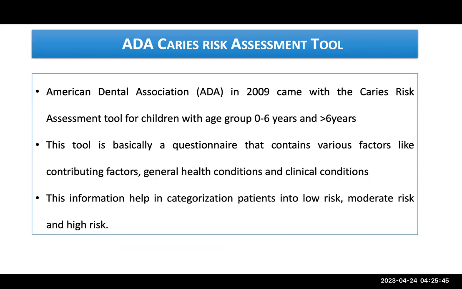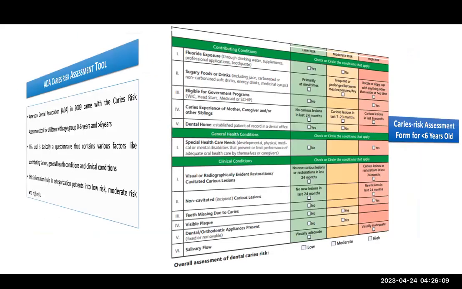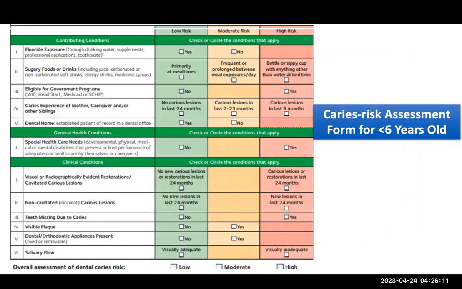The ADA, American Dental Association, in 2009 came out with the Caries Risk Assessment tool for children with the age groups of 0 to 6 and above 6 years. It is basically a questionnaire that contains various factors like contributing factors, general health conditions, and clinical conditions. And based on this questionnaire, you can again categorize the children into low, moderate, and high risk. So this is a chart which is more or less similar to the previous chart which I have shown for AAPD.